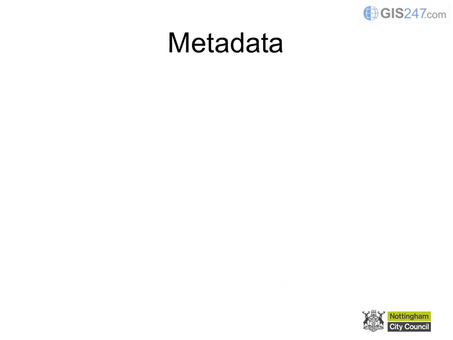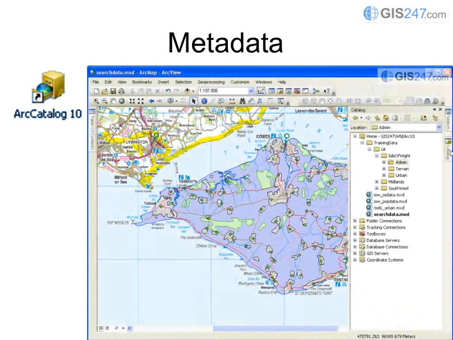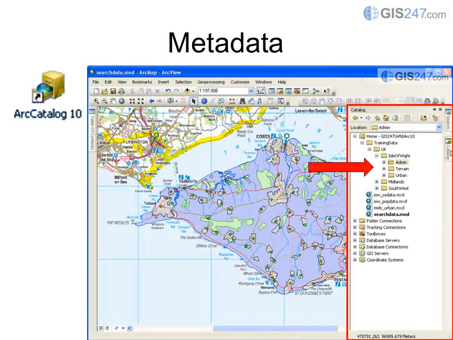In order to view the metadata for a layer, you can use the Arc Catalog application, either on its own or from inside ArcGIS. In Arc Catalog, right-click on the layer and select Item Description. From here, you are able to view and edit the metadata.